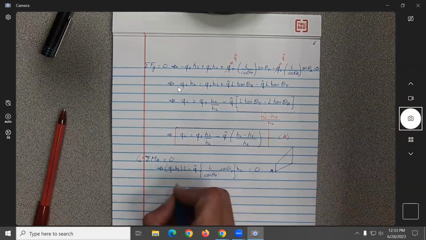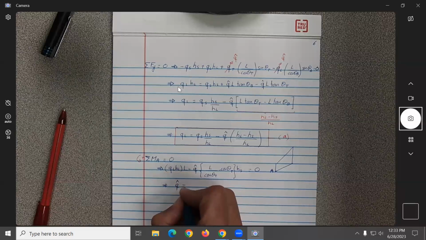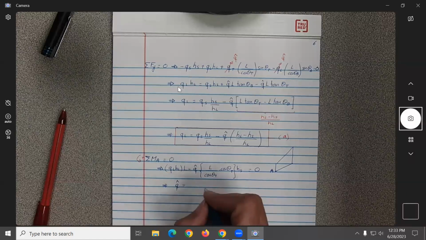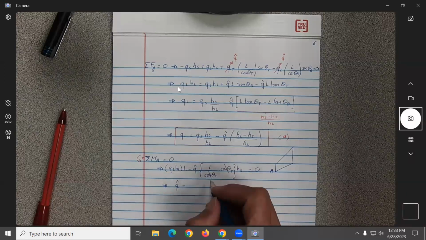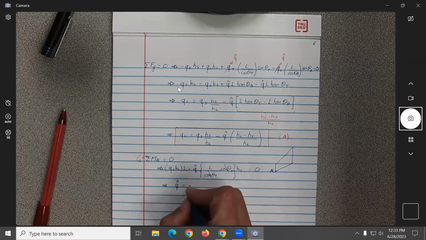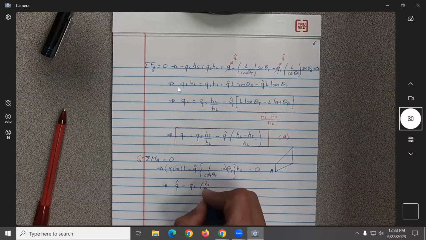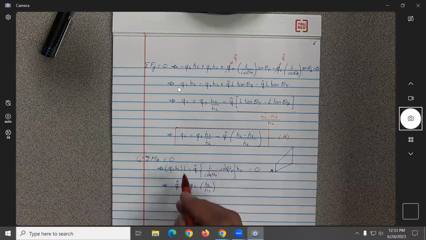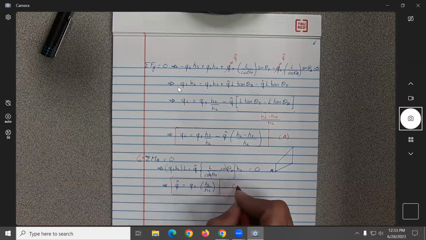So from here, you're going to get the equation that Q hat is equal to Q L, because this will cancel. So Q hat will be Q L over H L divided by H sub S. This will be our equation B.